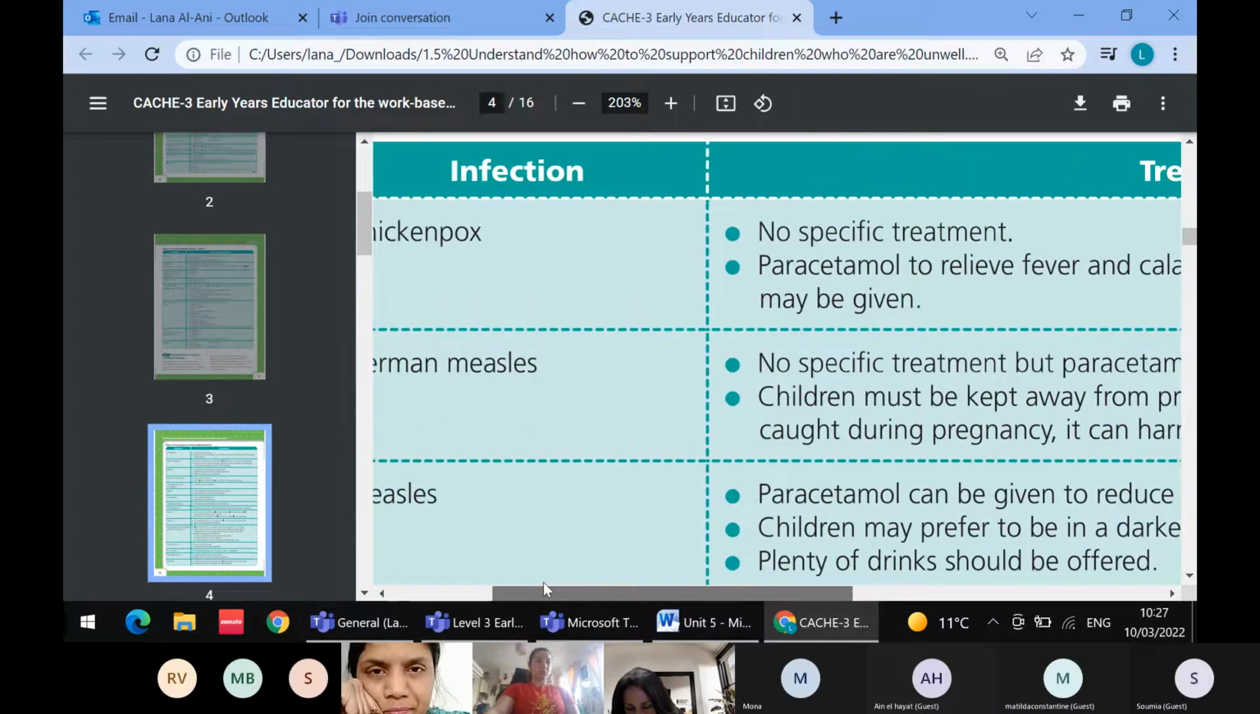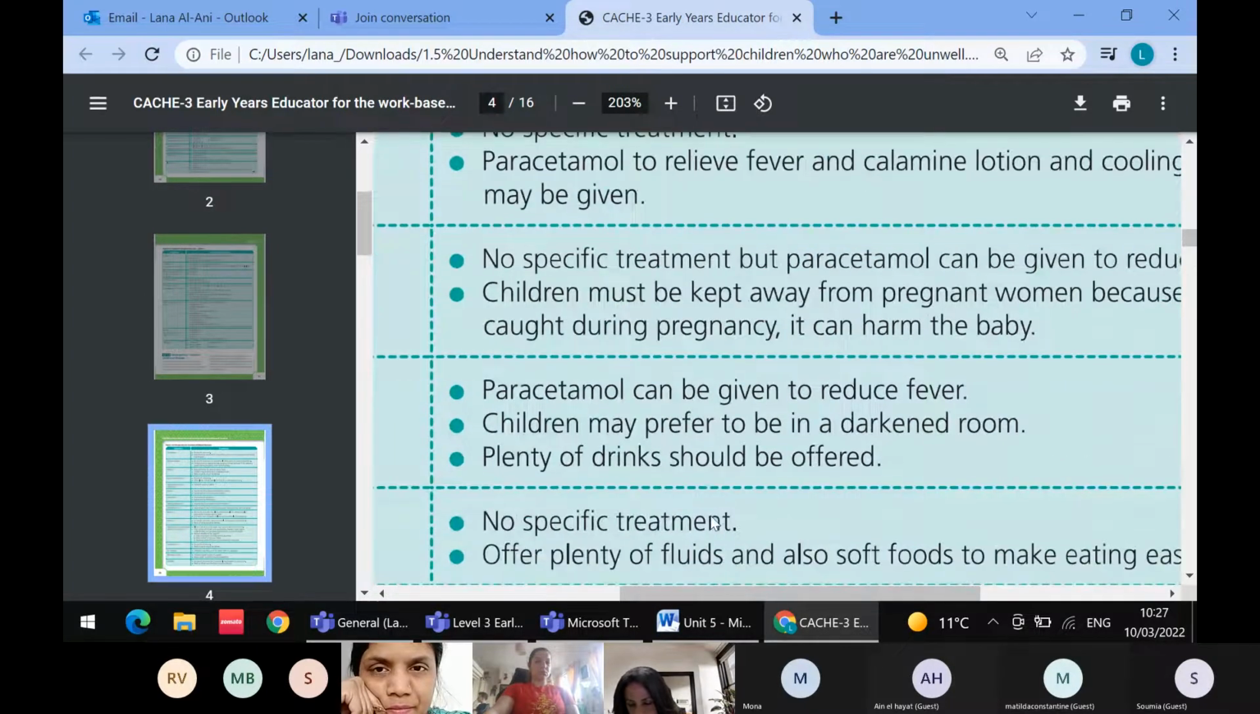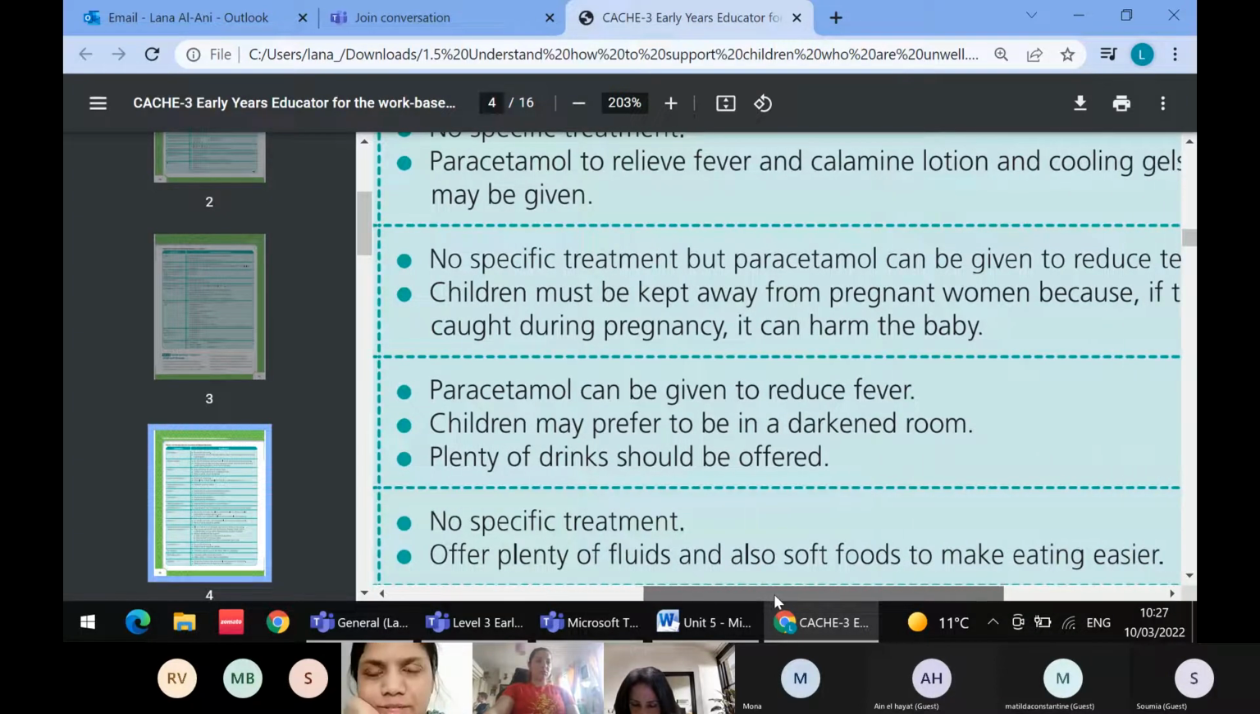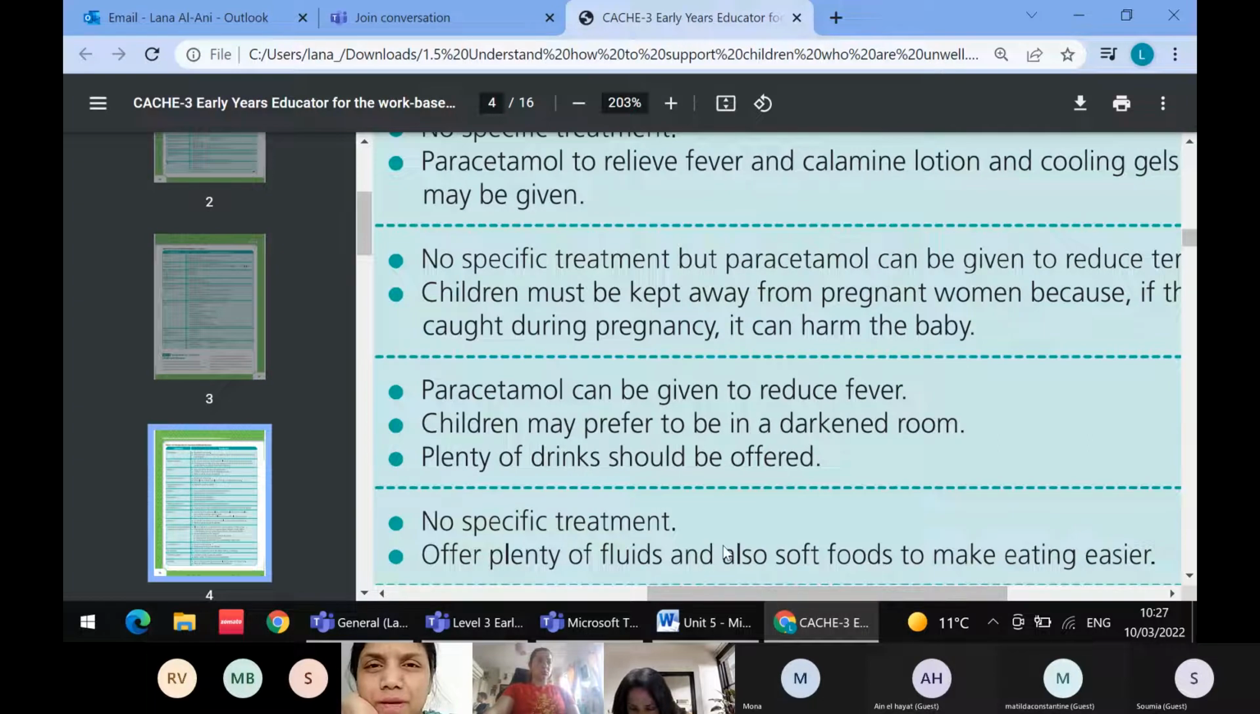How about German measles? What's the treatment? It's contagious, so you should keep yourself away. Maybe you can isolate, and there's no specific treatment. It means only paracetamol can be given until the incubation period is done. Well done, excellent. And if there is a child and a pregnant woman, we should keep the child away from this pregnant woman. Why? Because it could be harmful for the baby.